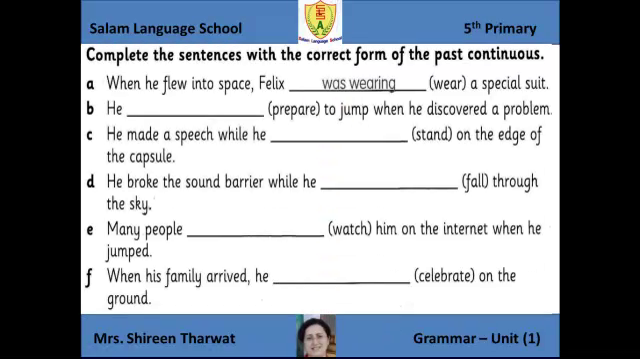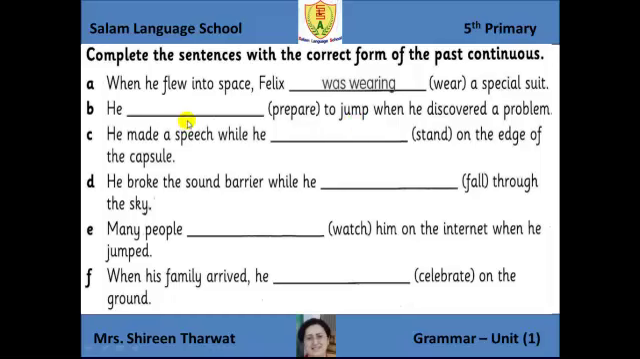Now, let's do this exercise together. Complete the sentences with the correct form of the past continuous. Sentence A. When he flew into space, Felix was wearing a special suit. After when, we put the second action in the past simple, and then we put the first action in the past continuous. Sentence B. He prepared to jump when he discovered a problem.